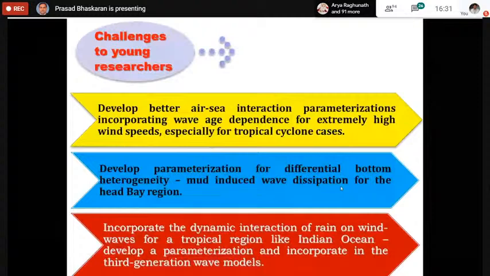And finally, I would like to conclude. This is the last slide actually, with some of the challenges for the young researchers.